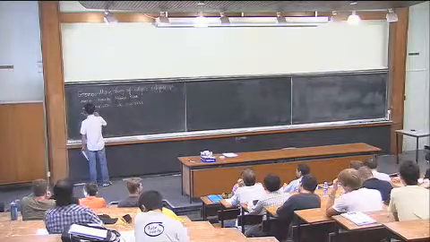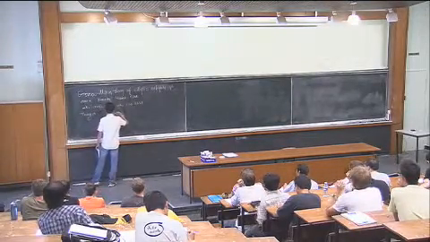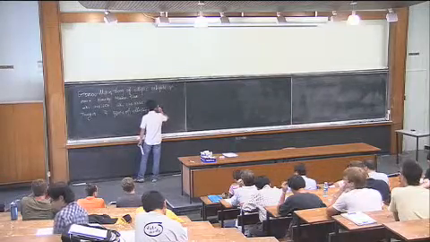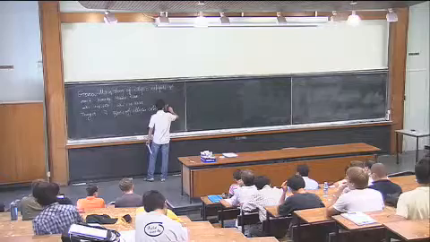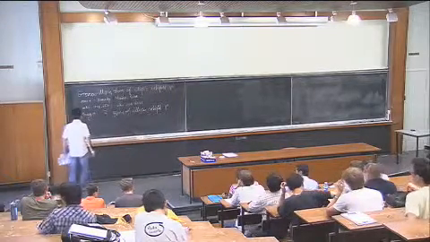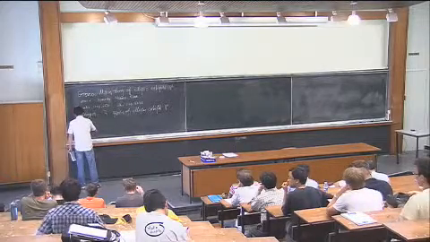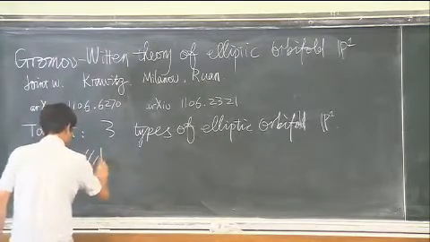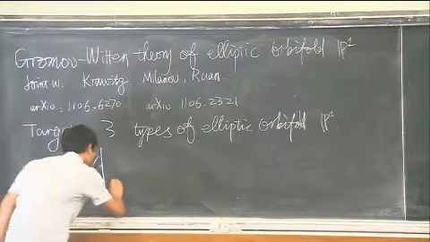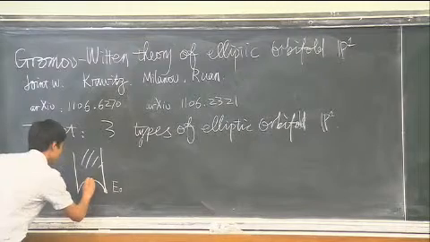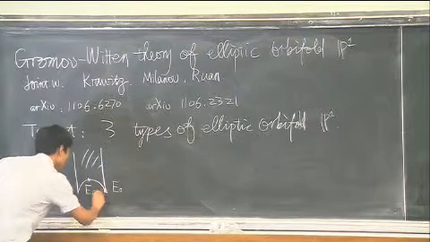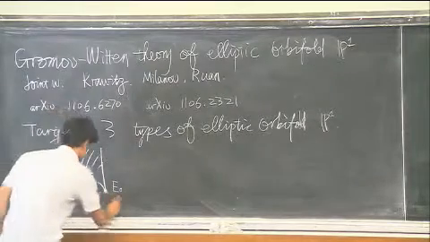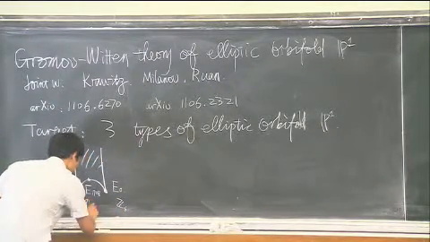elliptic orbifold P1. As you may have seen in the first week in Dimitri's talk about the moduli space M11, there are 2 special points on this moduli: this point, E0, and this point, E1728. These 2 points have special isotropy groups; this one is Z6 and this one is Z4.